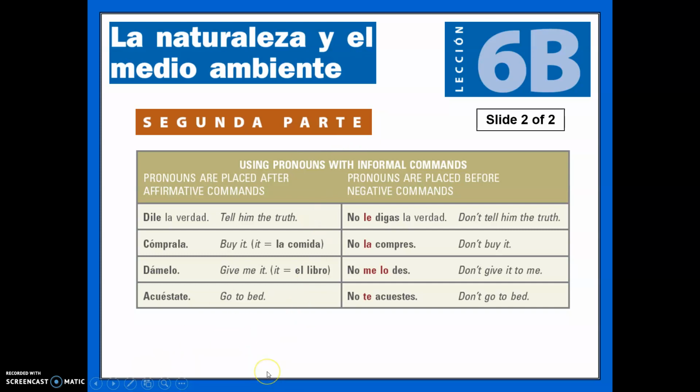Okay? This is the same thing that we just saw with adding pronouns to the formal commands. You do the same thing. You have your new command form, and we want to say who do you want to tell the truth to? Oh, we want to tell him, so you have to add the indirect object pronoun, which is le. Okay, and then in the negative form, you have your steps to get to the verb. You add no at the very beginning, and if there's any type of pronoun, you'll put it in the middle.